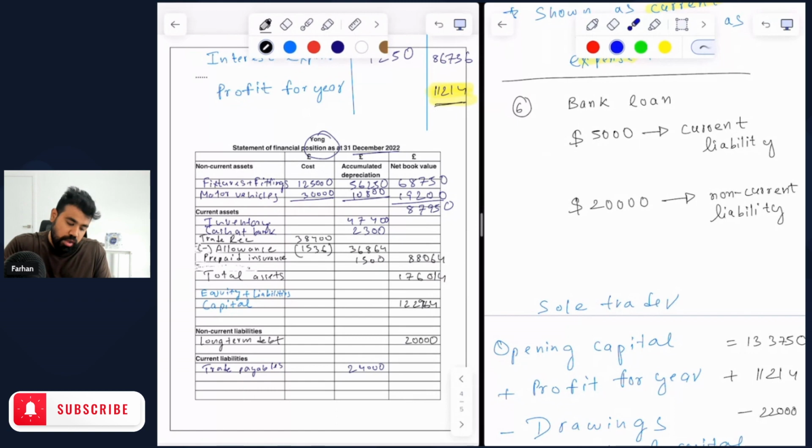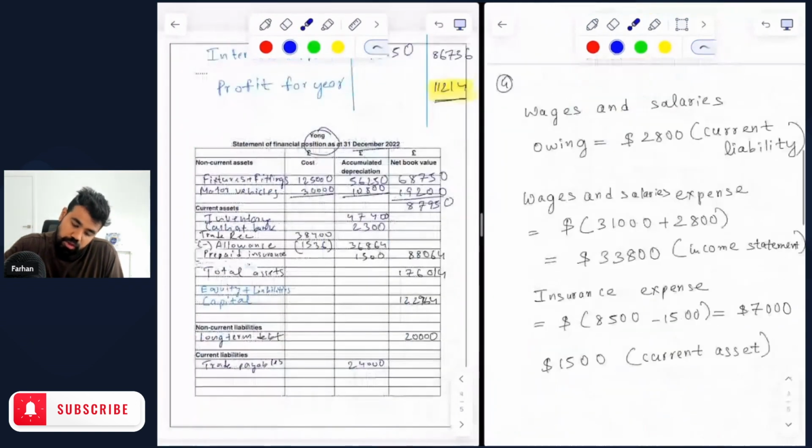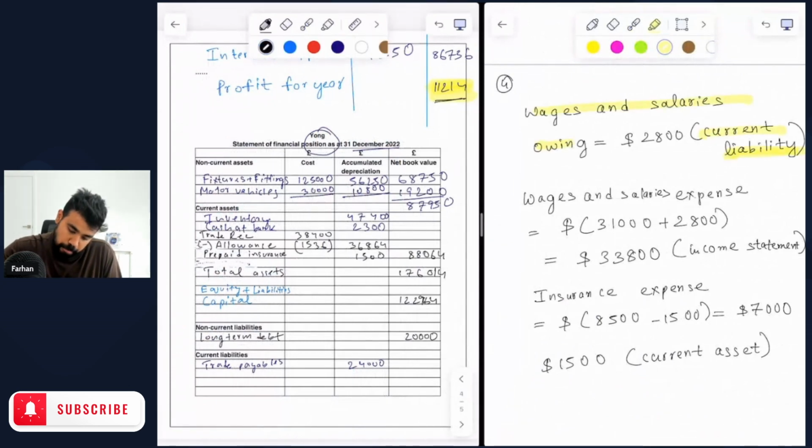So we already took care of the trade payables, and that is 24,000. What we're going to do now is include the rest of them, starting with the wages and salaries that we were owing. That is 2,800. So let's simply say wages and salaries payable, owing, accrued, they're the same thing. I'm just writing wages payable in short because of the lack of space.